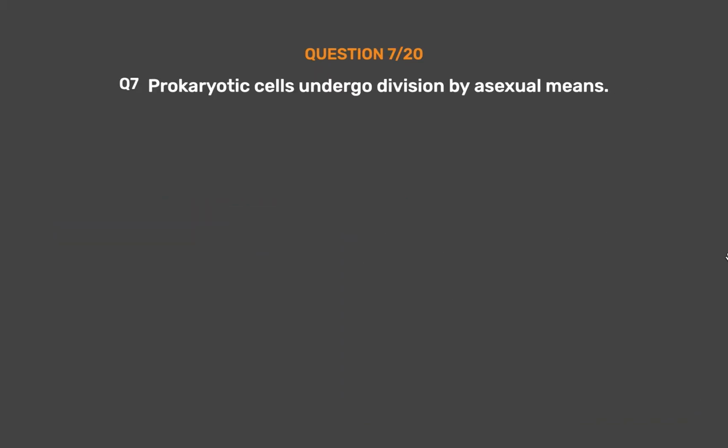Question number 7. Prokaryotic cells undergo division by asexual means. Option A, true. Option B, false.